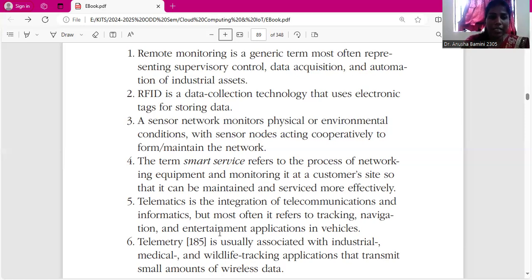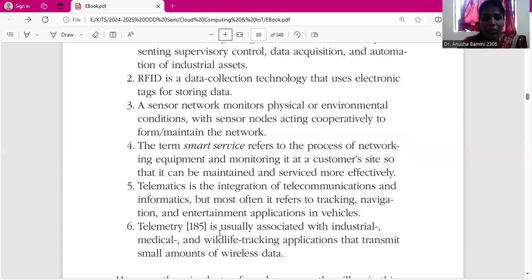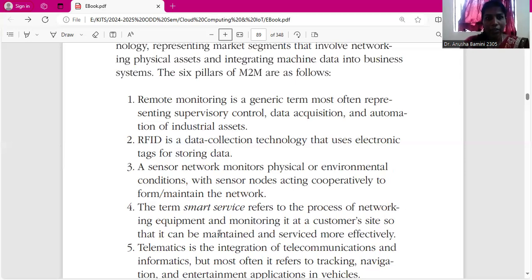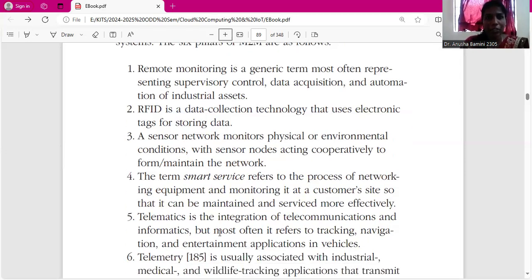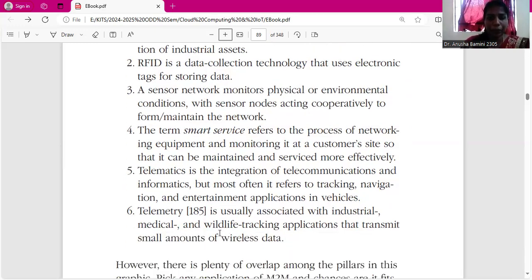Then the sixth pillar is telemetry, which is usually associated with industrial, medical, as well as wildlife tracking applications, to transmit a small amount of data, whether the object is connected wirelessly or wired. These are the major six pillars of machine to machine. The first one is remote monitoring, second is RFID, sensor network, then smart service, telematics, and telemetry. These six play a major role in this.